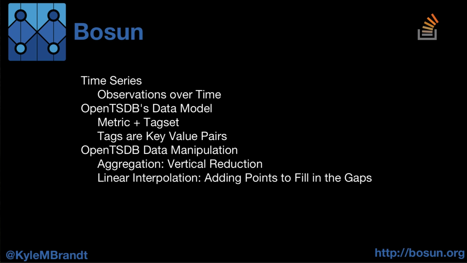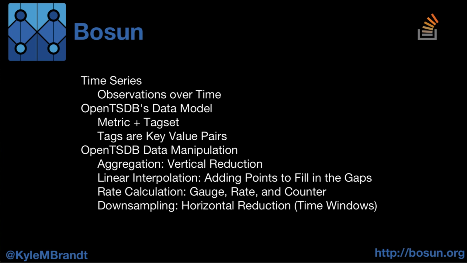We also learned about linear interpolation briefly. I didn't go into it, but you can read about it in OpenTSDB's documentation. The main thing to note is that it'll add points to fill in gaps and can change your data in some ways. We learned about rate calculation, which is when we take the data in OpenTSDB and derive a rate from it, or possibly a counter, which is also like a rate but won't go negative. And finally, we talked about downsampling, which was horizontal reduction. So we take a window of time and we apply a reduction function to it to get a single data point for that window of time.